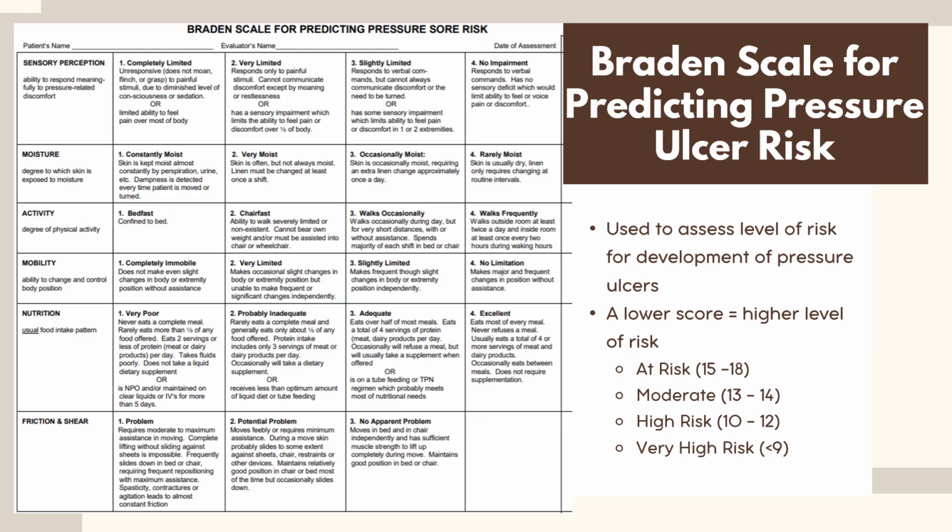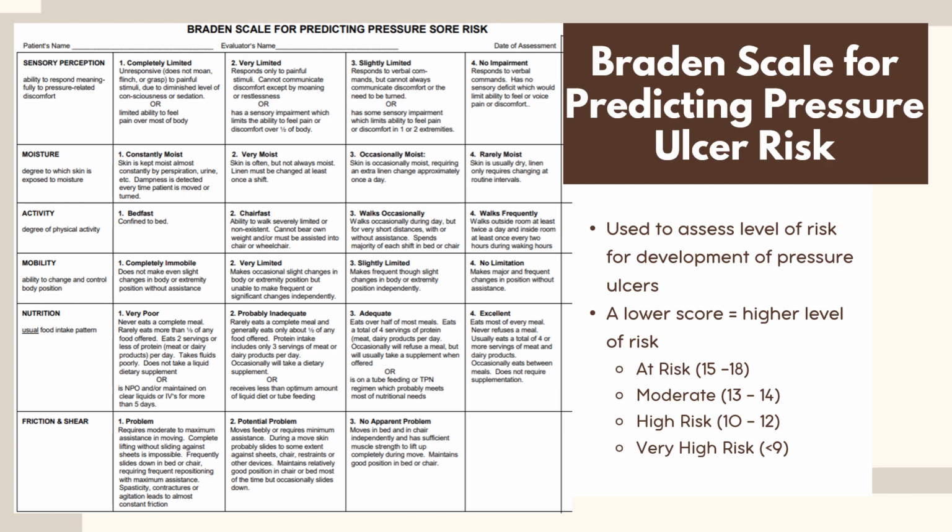And then you look at their friction and shear. This is the only one that has just a 3 score, just 1, 2, and 3. Is there a problem, a potential problem, or no apparent problem? So we want to assess this at least, like I said, once a shift. Ideally, if there are any changes, you would want to as well, but obviously look at the policies and procedures for the healthcare facility that you're working at.